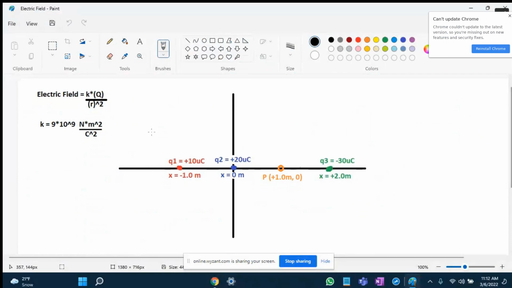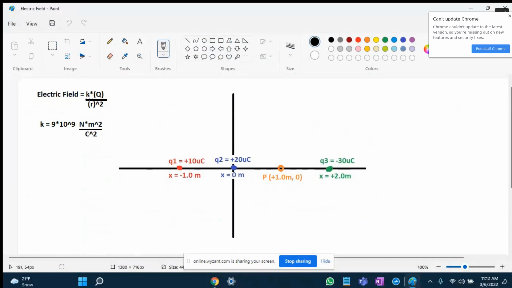So this is the electric field setup. Now, the charges were in the same place as last time. We have the 10 microcoulomb charge at -1 meters, the 20 microcoulomb charge at the origin, and the 30 microcoulomb charge at +2 meters. And this I've labeled as point P. That's the point where we need to find the net electric field.